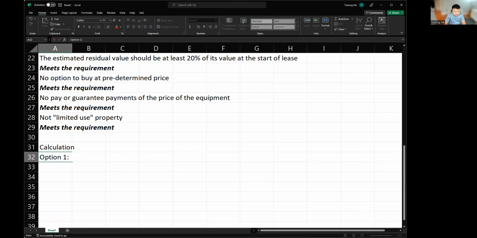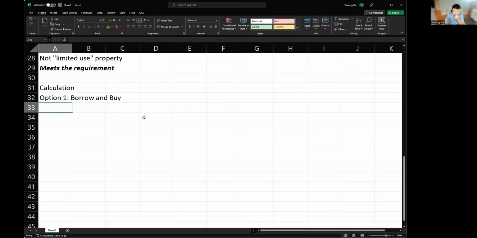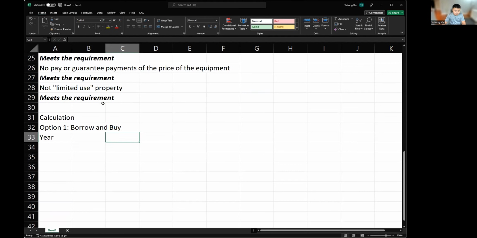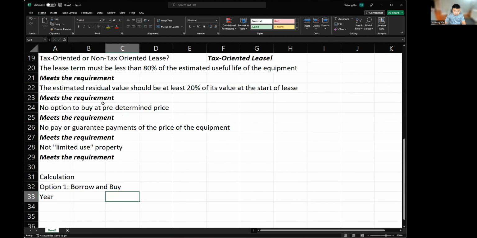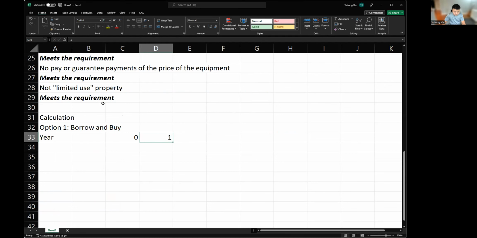The option 1 is gonna be borrow and buy. Okay, borrow and buy. So we'll need a year, right? Year. I want to start in column C, I think. Yeah, at year 0, 0, and 1, right? So that plus 1, 1, 2, 3, 4, 5. This is a 5-year lease, right?